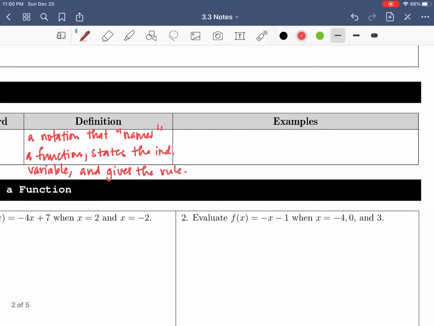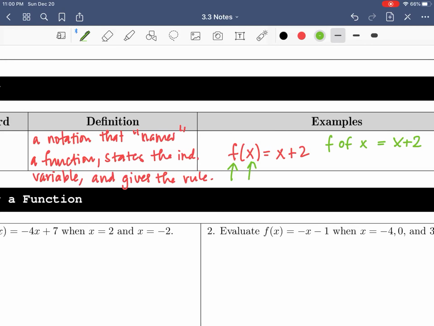And let me give you an example. An example of function notation would be f of x equals x plus 2. Notice how I read that. The way we would say this in words is f of x equals x plus 2. A lot of people think that these parentheses right here are multiply parentheses, but this is all just part of the notation. This is like the name of the function, and x is the variable.